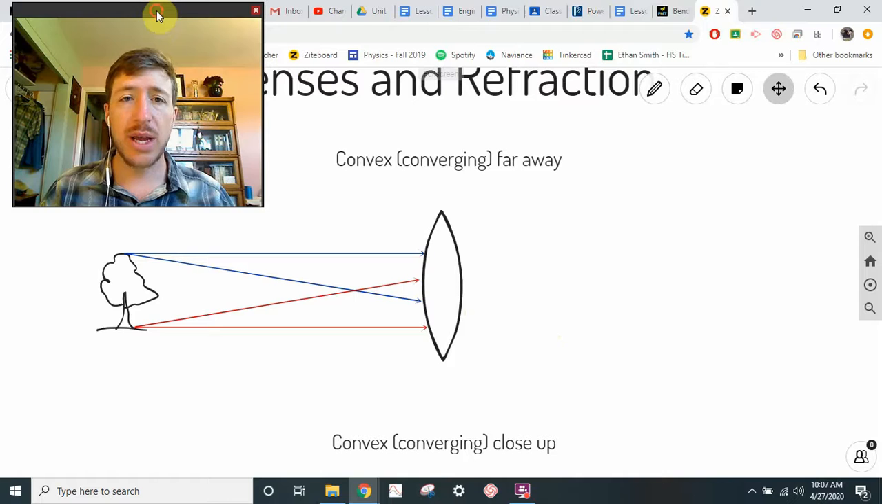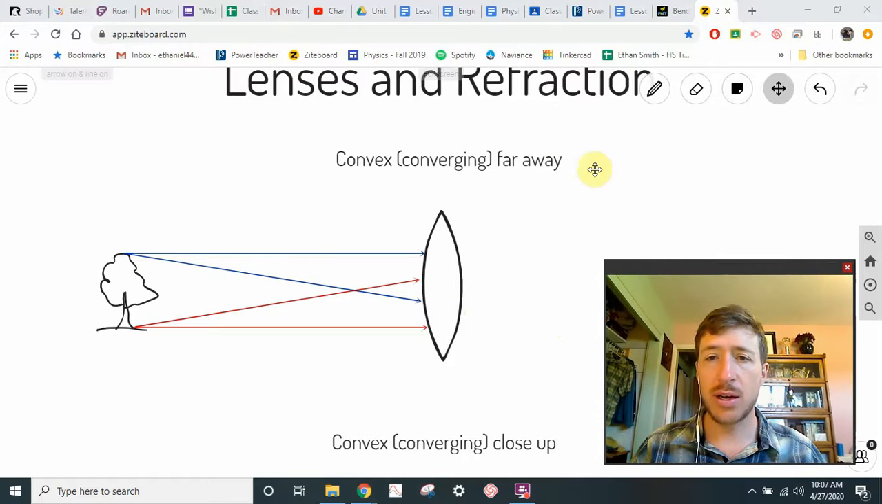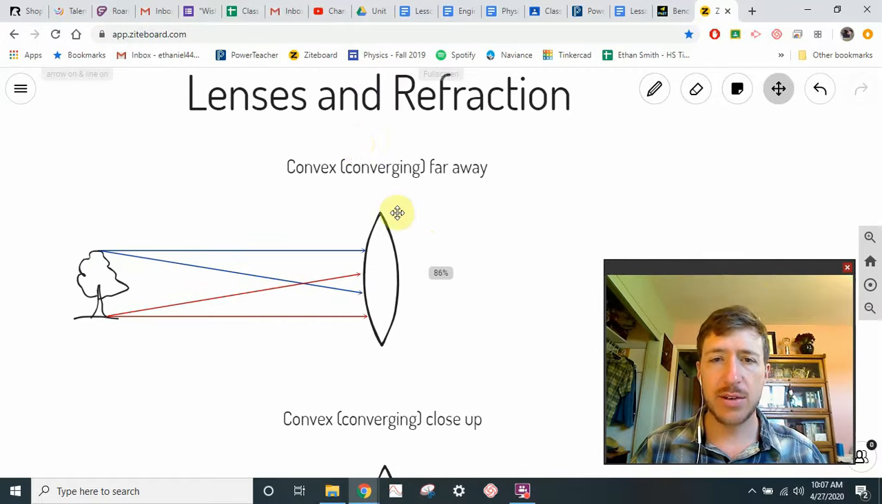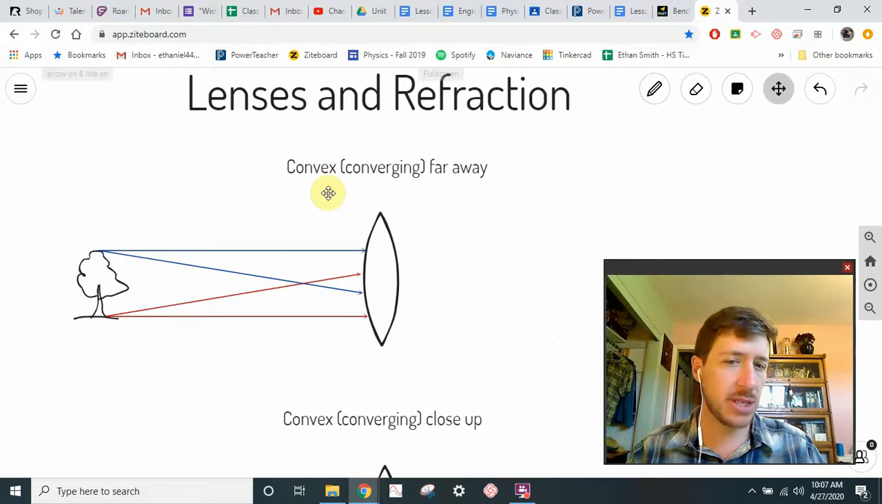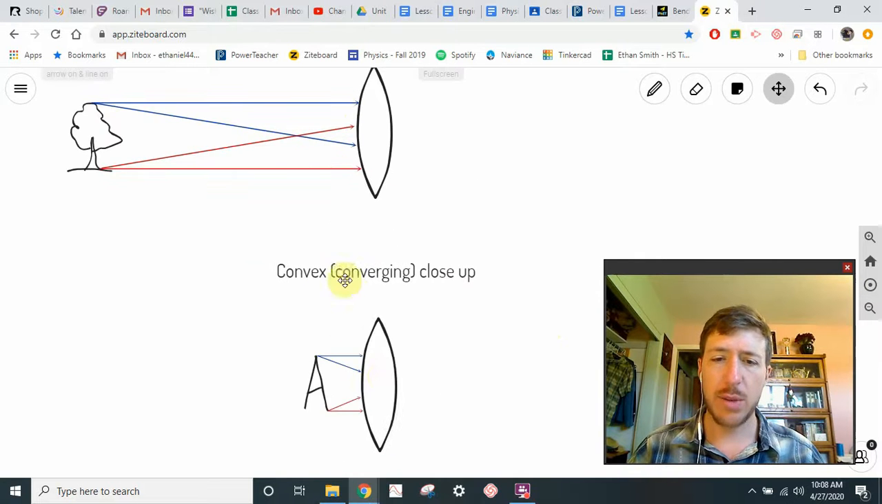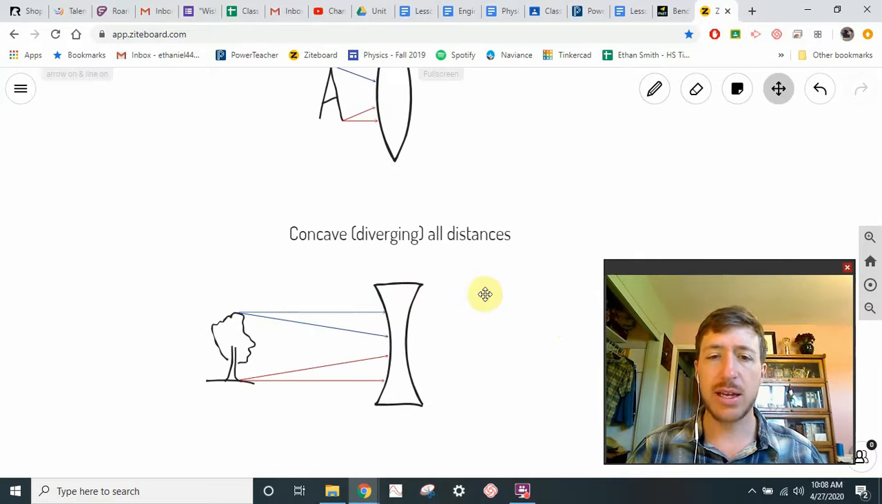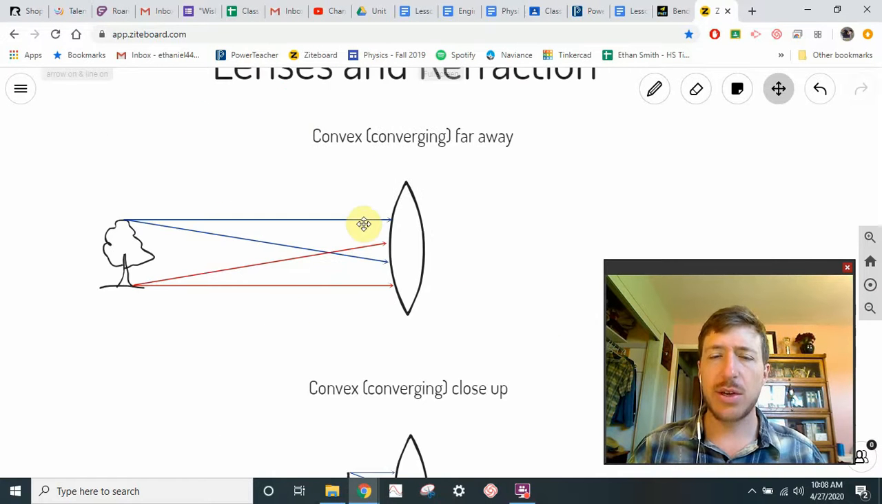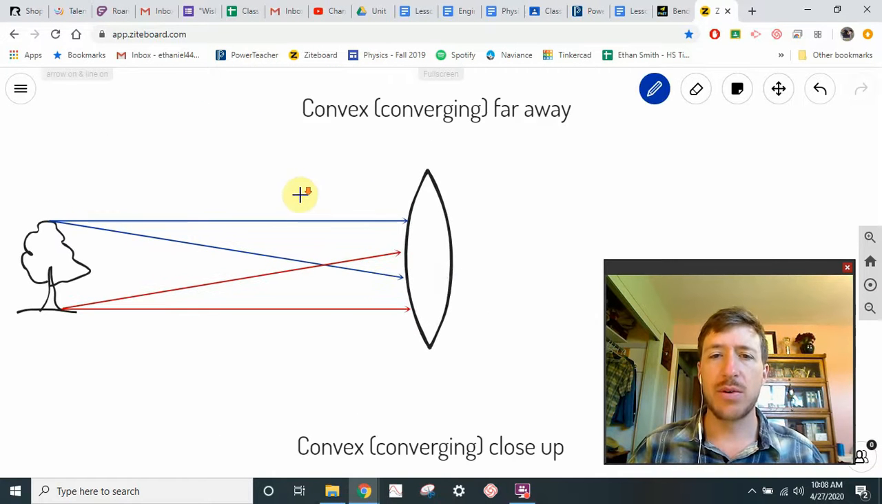If we want to talk about the ray diagram, as far as what's actually going on, here's what we have. We've got a few different varieties. Convex far away, where if you remember it flips that image. Convex close up, where it acts like a magnifying glass. And concave diverging at all distances, where they make the images smaller but still right side up. So let's look at what's happening here in terms of a ray diagram.